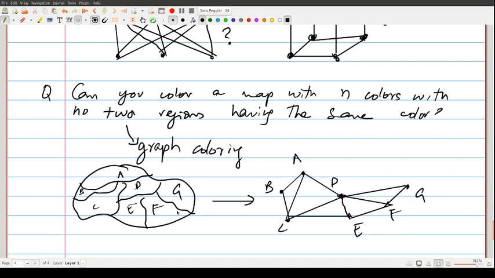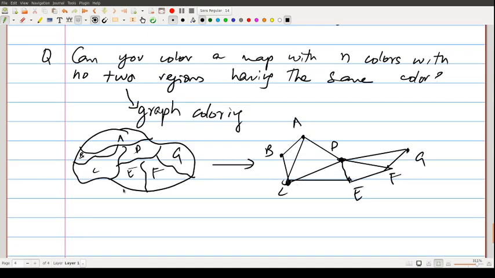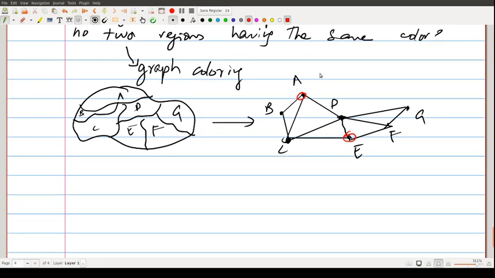Now you can state the problem. Instead of asking, can I color the regions with 4 colors without adjacent regions having the same color, the question is, can I color the vertices with no 2 adjacent vertices having the same color? For example, if I label this red, then I can't have any of B, C or D as red, but I can have E as red. So essentially you've taken a map coloring problem and converted it into a graph coloring problem.